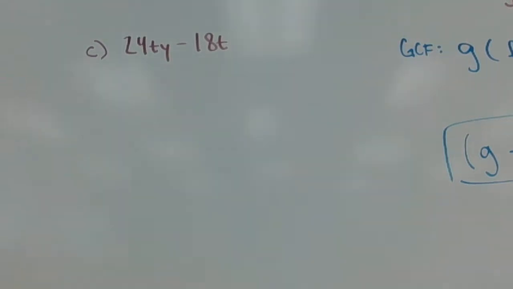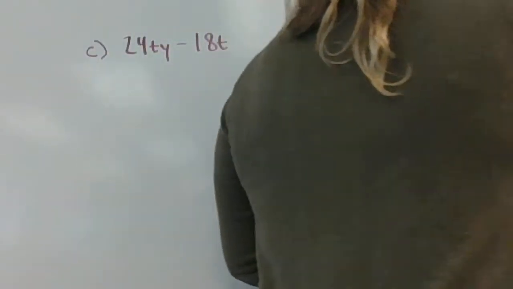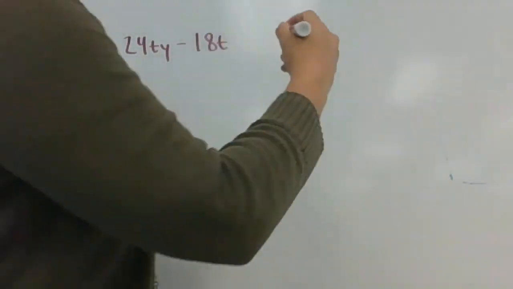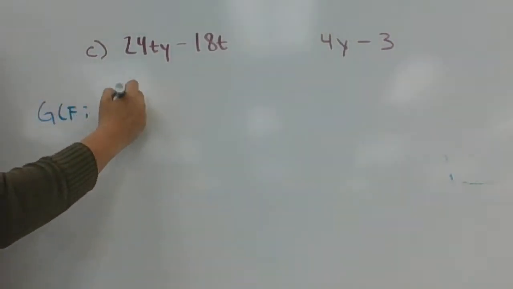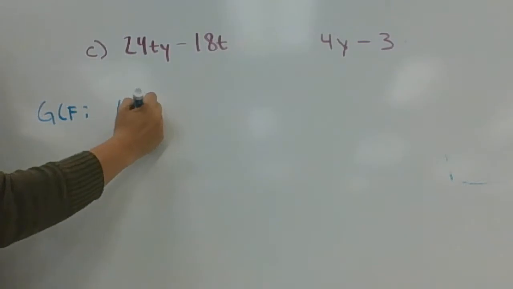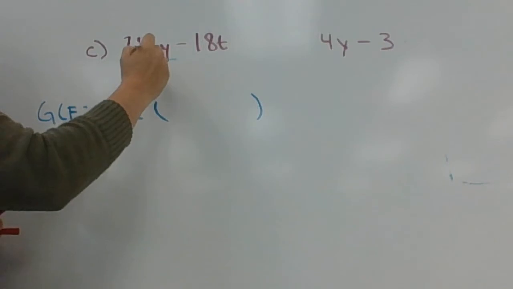Does it work? Has anybody factored it successfully? It's 4. No. 6. 16. What? 6, yeah. They said 6. Yes, 24 divides by 6, and so does 18. And they both have the variable t. So yes, you'll factor out a 6t.